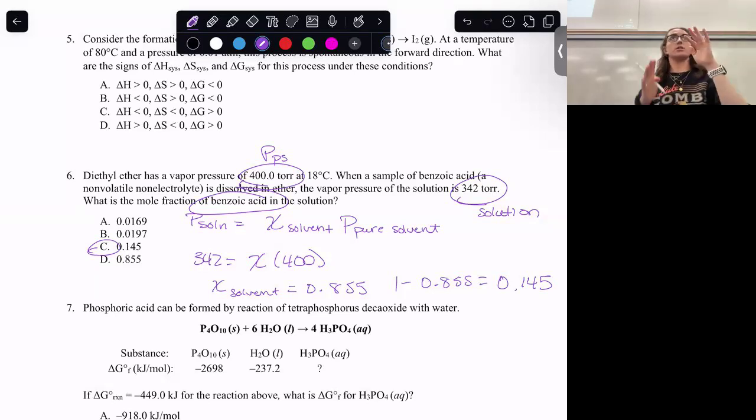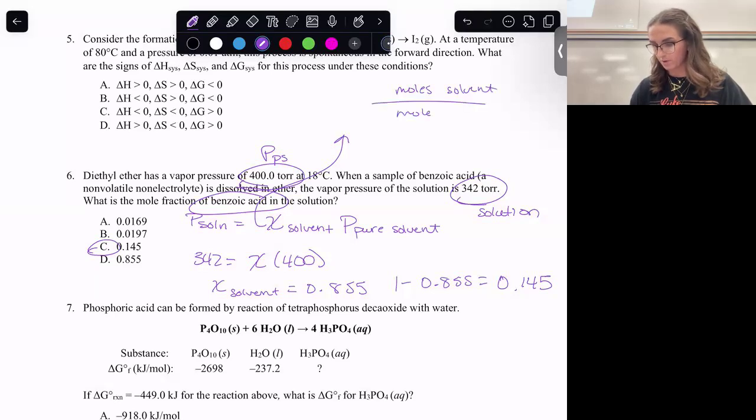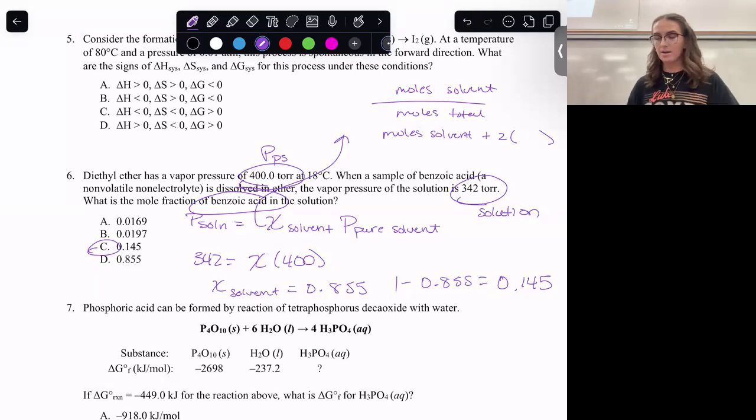So if you're given something that does dissociate, that's where, like that one clicker question she made a clarification of, your solvent is now going to look different. So your mole fraction is moles solvent over moles total, and moles total would be moles solvent plus 2 times whatever that is, if you had an ionic compound that broke into 2, say. It gets a little tricky. There's a little bit more math that gets involved.